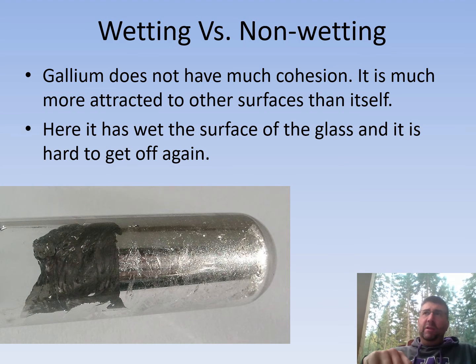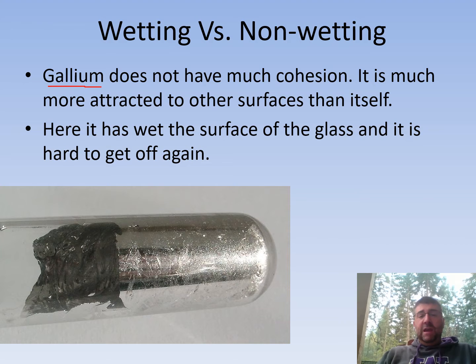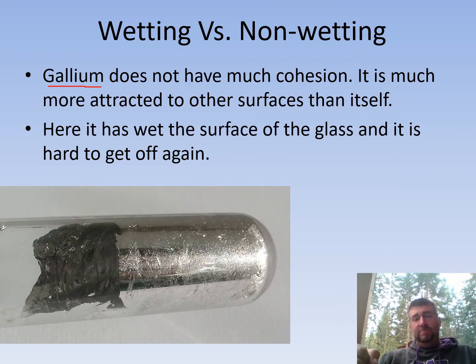So let's take a look at a couple of examples. So here's the metal gallium. Now gallium is interesting because it is a metal that melts at about 79 degrees Fahrenheit. In other words, it will melt in your hand. So you could actually take a piece of solid gallium, drop it in a test tube, put your hand around that test tube, and just your body heat will begin to melt it.